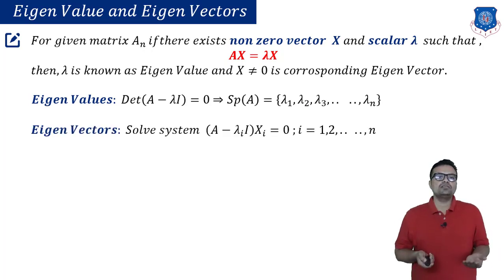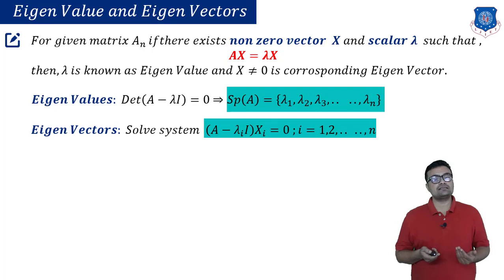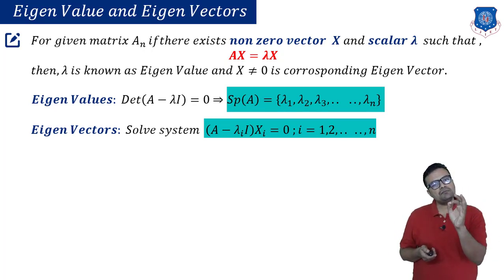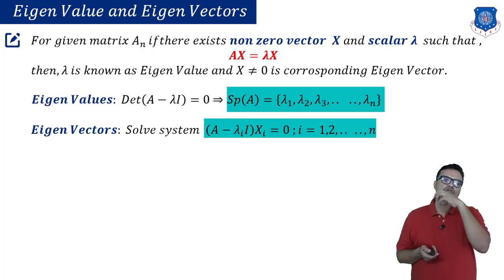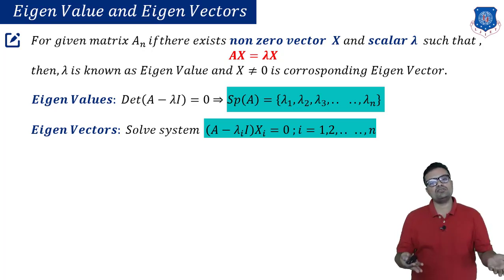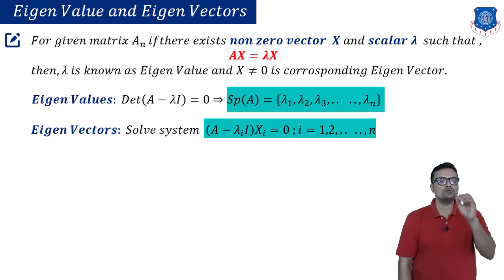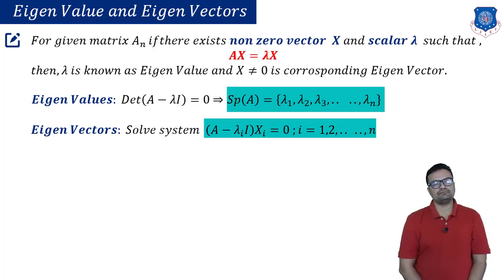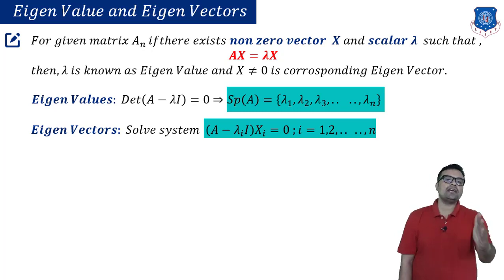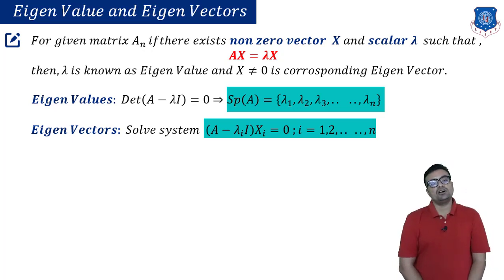How to find eigenvalues? The method is this: take the determinant of A minus lambda I, equate it to 0, and solve this determinant. It will give you an equation known as the characteristic equation. Find the roots of this equation, and they are known as eigenvalues. Collectively, we can form a set of all eigenvalues known as the spectrum of the matrix. The spectrum of a matrix is nothing but the set of all eigenvalues, meaning it tells you with which magnitude the vectors in the unchanged directions are scaled.